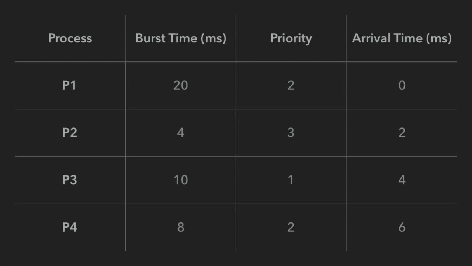Now that P1 has been fully executed, we can cancel it off the list. The time is now 20 ms, as the burst time for P1 was 20 ms. As we can see here, all the other processes on the table have arrived, so now there won't be any new process arrivals. Out of all the remaining processes, P2 has the shortest burst time at 4. So P2 will be executed next.